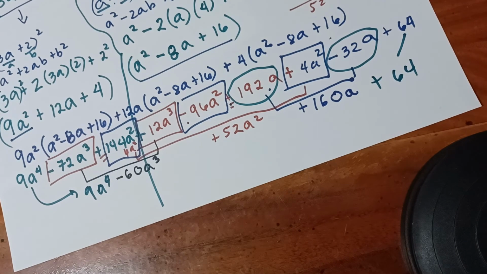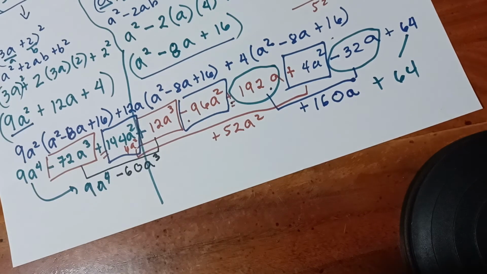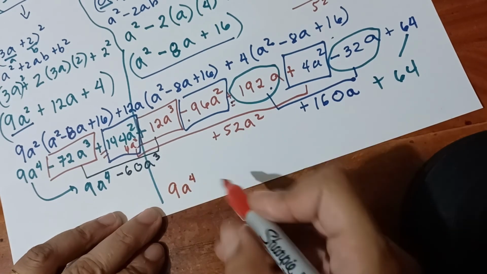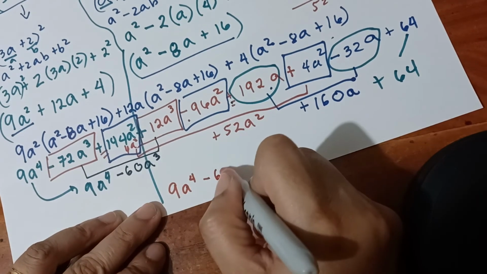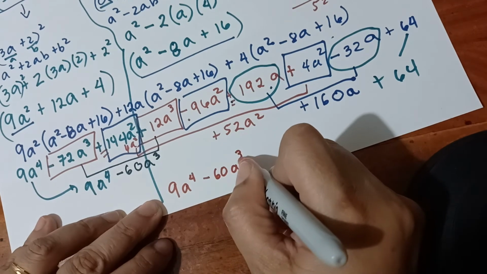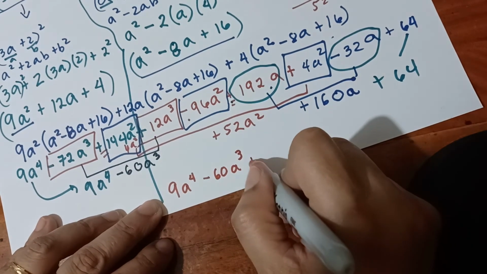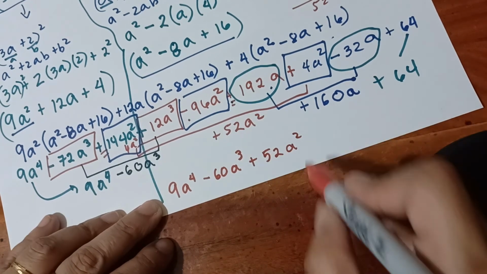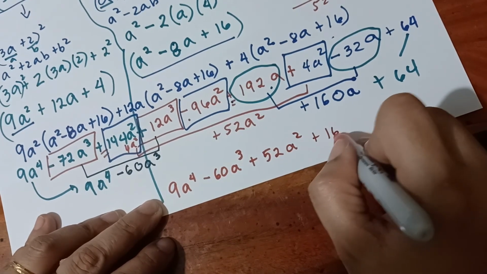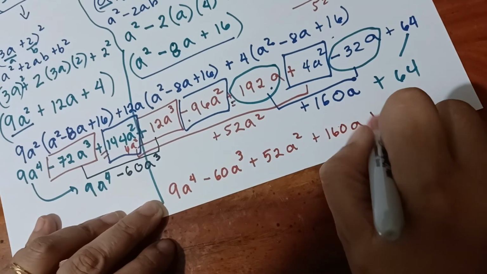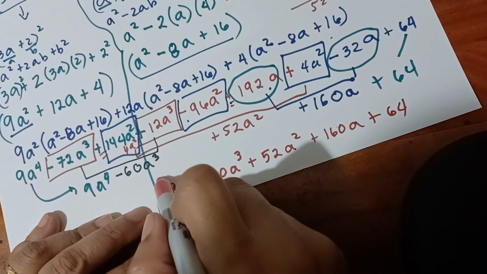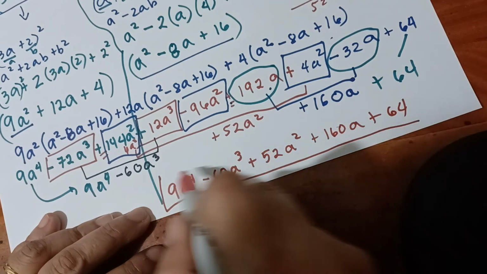Okay, so ang final answer natin dito will be 9a raised to the fourth power minus 60a raised to the third power plus 52a raised to the second power plus 160a plus 64. Okay? So, this is the final answer.